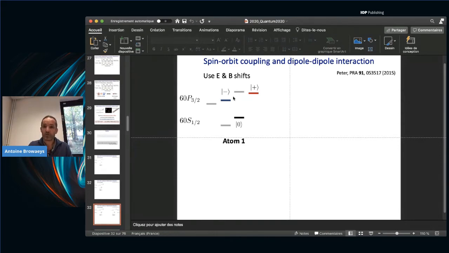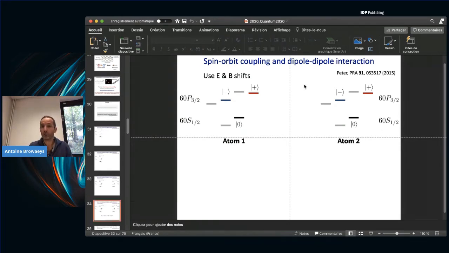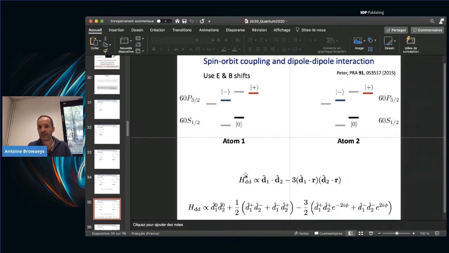So now I can put a second atom nearby at a given distance r with exactly the same kind of internal structure. And of course, those two atoms are going to interact via the dipole-dipole interaction, which is d1.d2 minus 3 d1.r, d2.r. So that's the full tensorial structure of the dipole-dipole interaction. And now if you write this in terms of spherical coordinates, the expression is a bit complicated, so there are actually several terms, and I will try to walk you through the important ones.